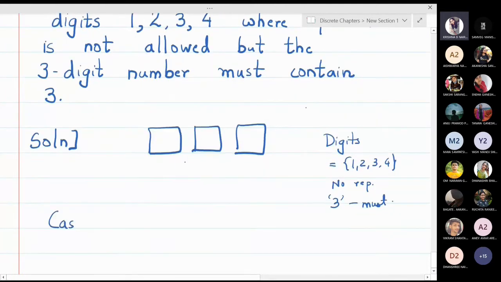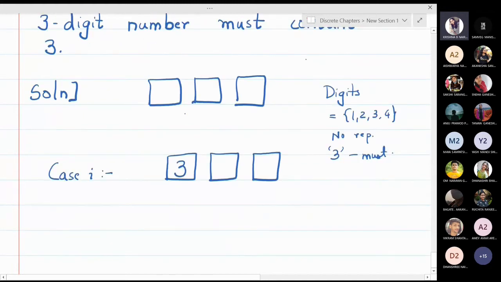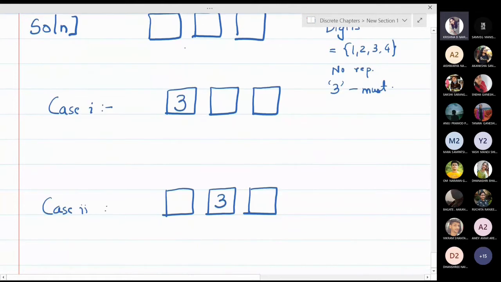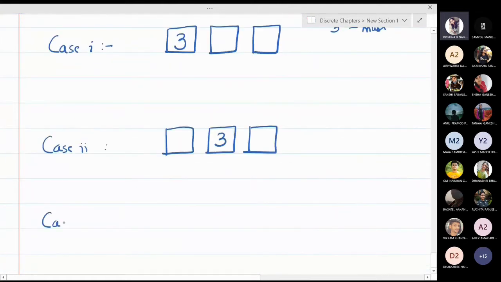So we can now split this problem in 3 cases. The first case is that we will write a 3 in the first position. Then the second case, we will write the 3 in the second position. And in the third case, we will write the 3 in the last position, the unit's place. So this will be the diagram for the 3 cases. Now let us look at case 1.